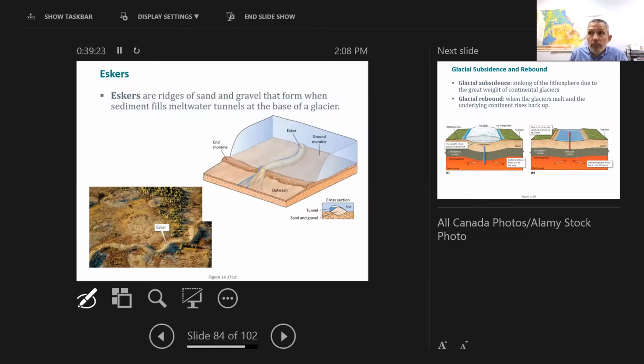A glacier can have cavities, and these cavities can fill up with sediments. A river deposited material on a glacier, which when the glacier retreats, that glacial material can be a pile of material known as an esker.